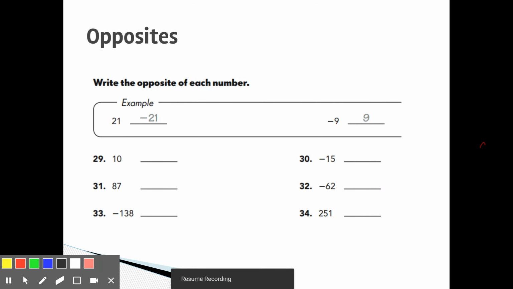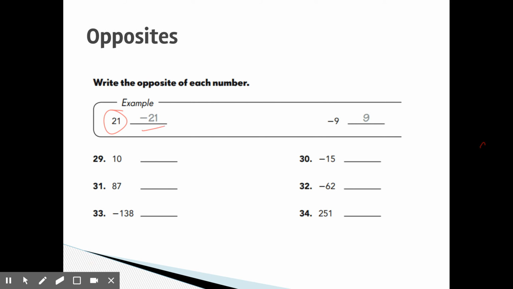Earlier when I talked about vocabulary, I told you that opposites were just the number on the number line that is the same distance from 0. So if it's a positive, it's going to be that same digit with a negative sign in front of it. So positive 21's opposite is negative 21. Negative 9's opposite is positive 9. Pretty simple. So 10's opposite would be negative 10.